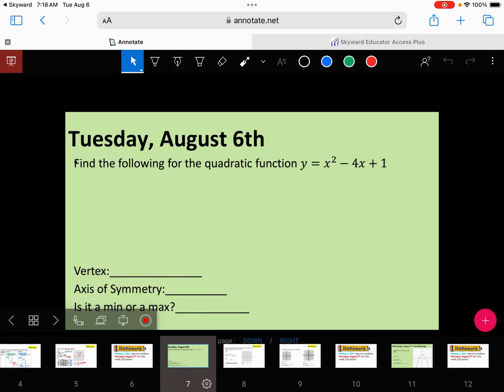So the first thing you want to do is figure out what A, B, and C would be. So A is the number in front of x squared. So what's the number in front of x squared? It's invisible. Show me with your finger. What's the number in front of x squared? 1. Thank you, Willie. So A is 1.